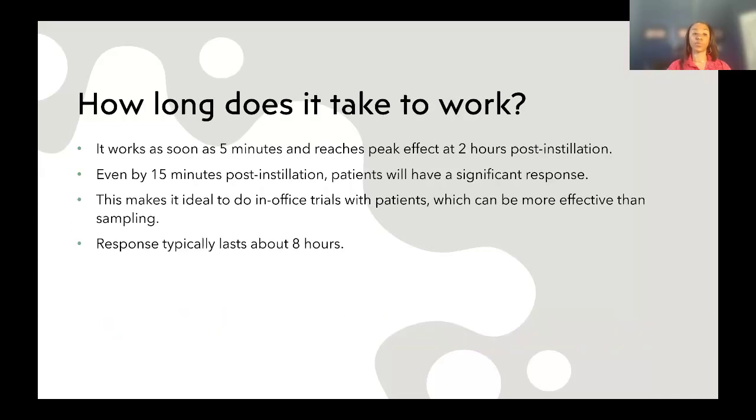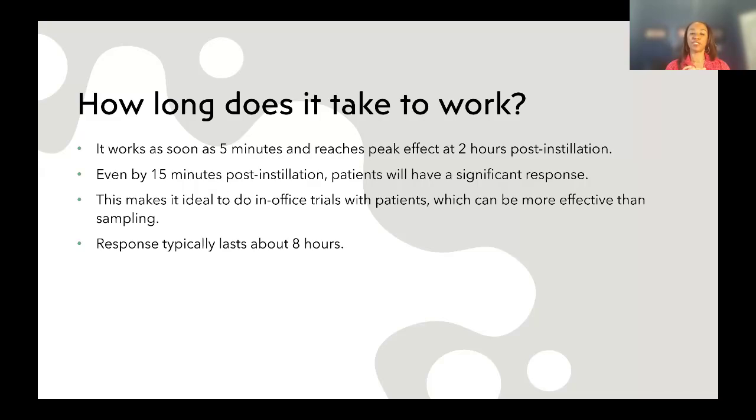How long does it take to work? About 15 minutes, but it reaches peak effect at the 2-hour post-instillation mark. It's a really great drop that can be used in office. So you can drop the patient, go do something else, and then come back and watch the patient be so excited about how much better their lids work.